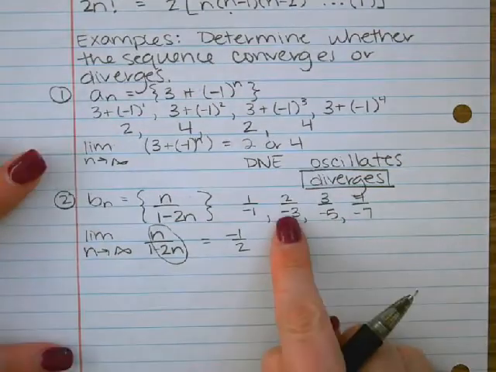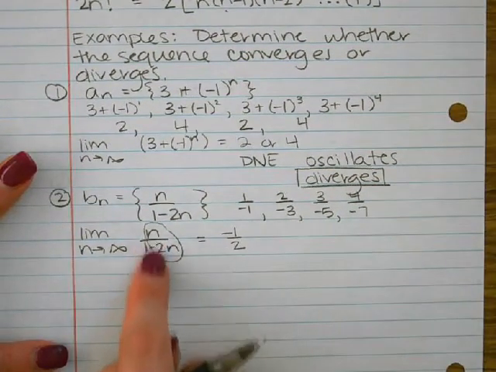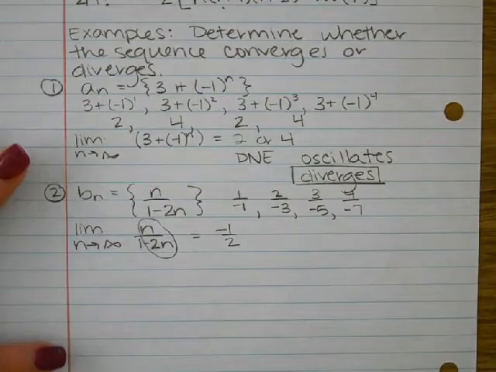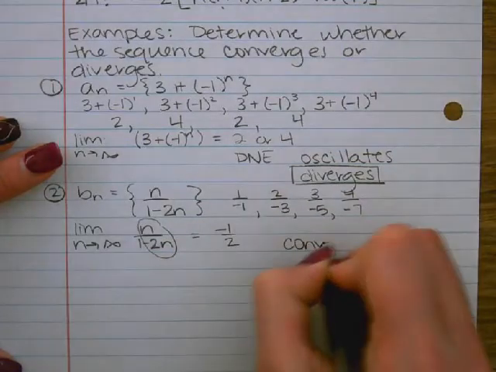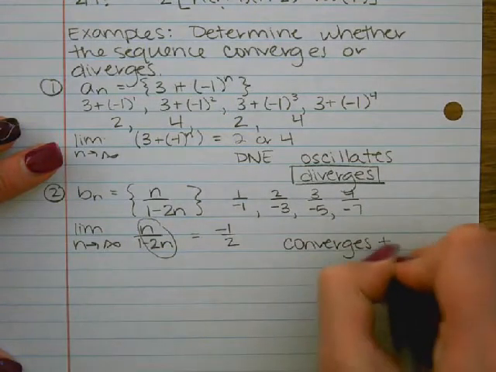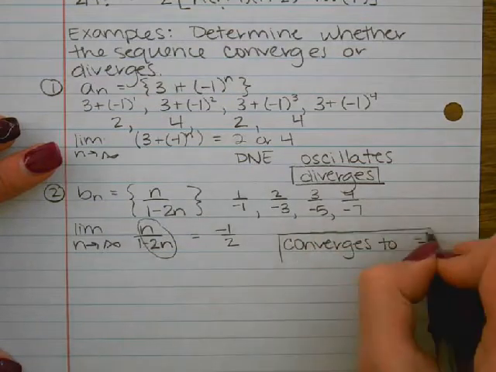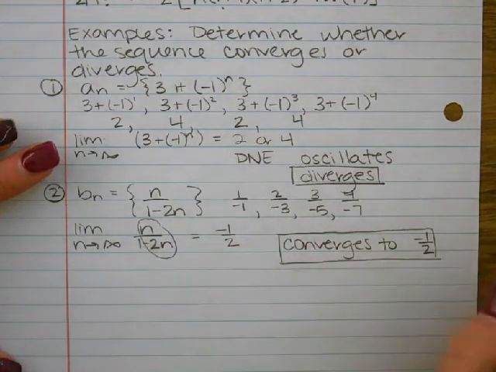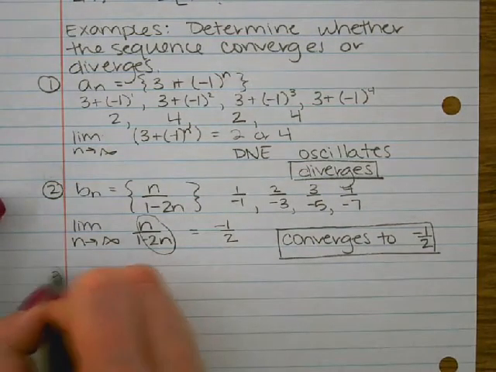So if I was to extend this pattern for a really long time, I'm going to find that this is going to be really close to the fraction negative 1/2. So I'm going to say it converges to negative 1/2. And if you want to check and see if that makes sense, go ahead and try to find like the 100th term or the 1000th term, and you'll notice that it's pretty close to half.